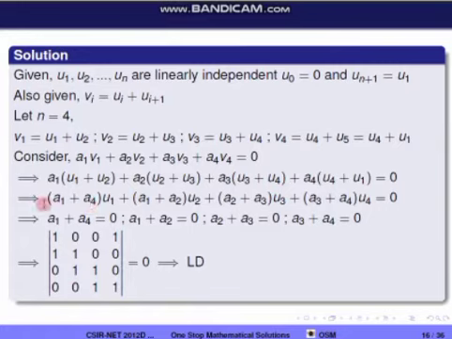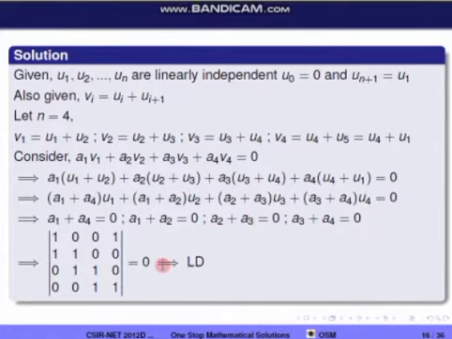So rearrange so that we'll get equations in terms of ui's. So this implies (a1 plus a4) u1 plus (a1 plus a2) u2 plus (a2 plus a3) u3 plus (a3 plus a4) u4 equal to 0. Since ui's are linearly independent, their linear combination being 0 implies their coefficients are 0. So a1 plus a4 is equal to 0, a1 plus a2 equal to 0, a2 plus a3 equal to 0, a3 plus a4 equal to 0. So we have 4 equations.